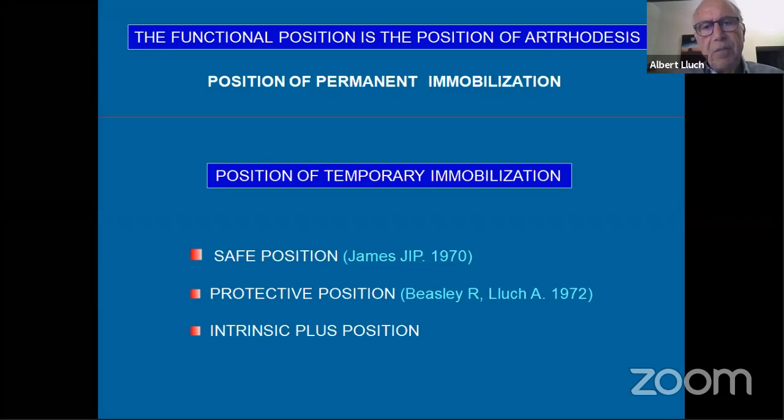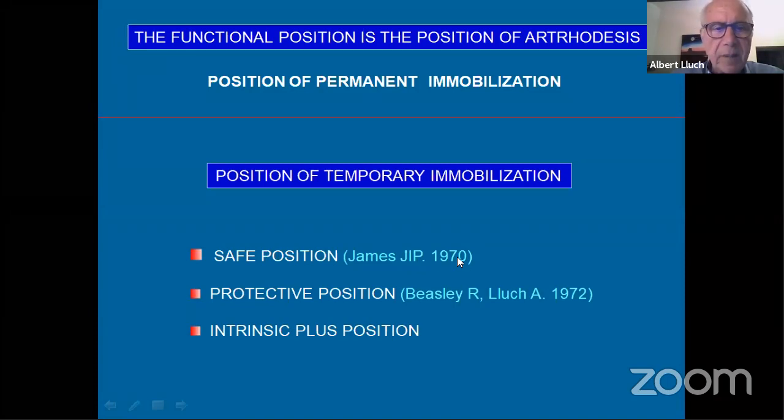This means that if you have a joint that is going to become stiff, you should put it in the functional position. But if you want it not to become stiff, you just want to immobilize it temporarily, you should put it into the safe position.